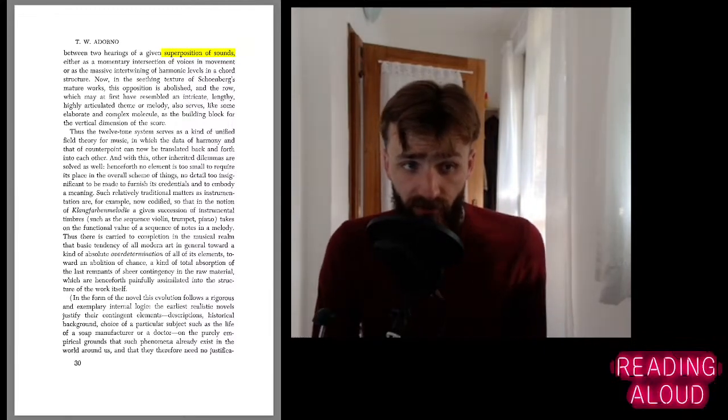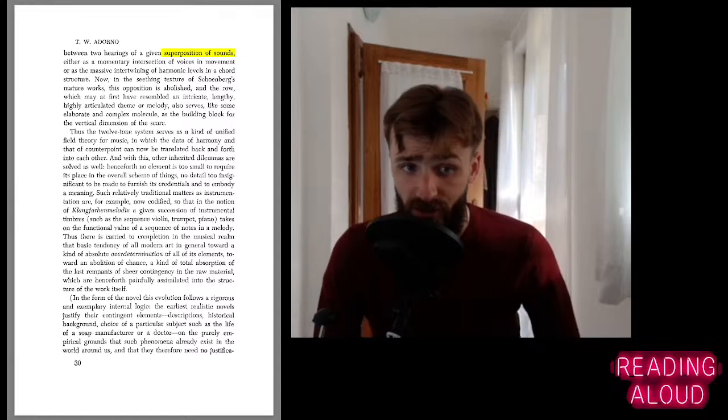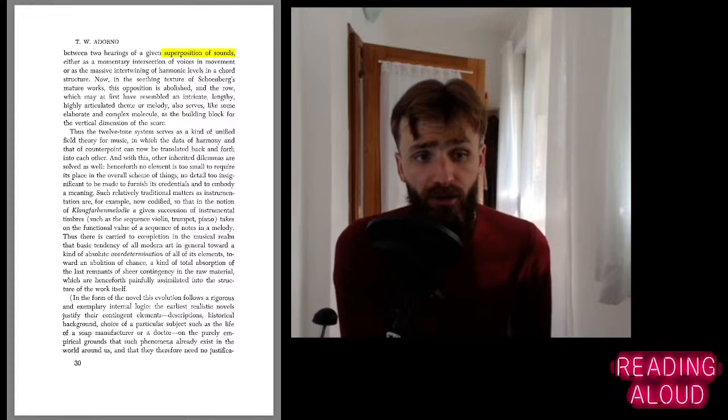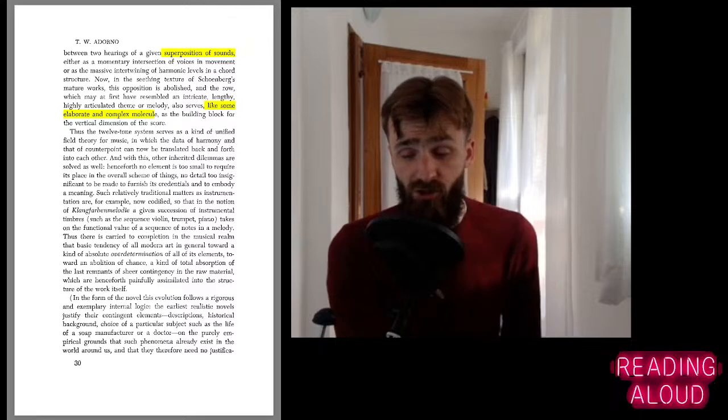a chord structure. Now, in the seething texture of Schoenberg's mature works, this opposition is abolished, and the row, which may at first have resembled an intricate, lengthy, highly articulated theme or melody, also serves, like some elaborate and complex molecule, as the building block for the vertical dimension of the score.